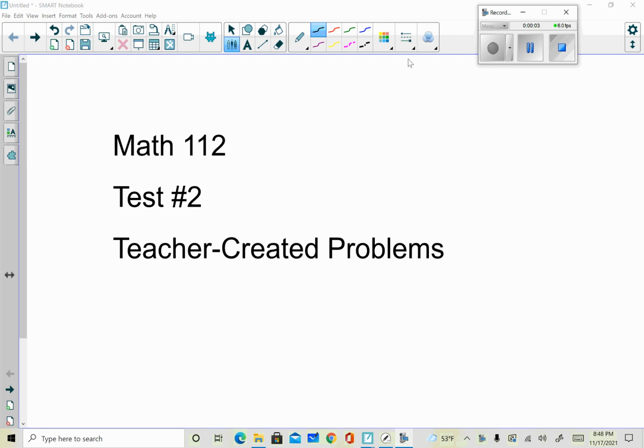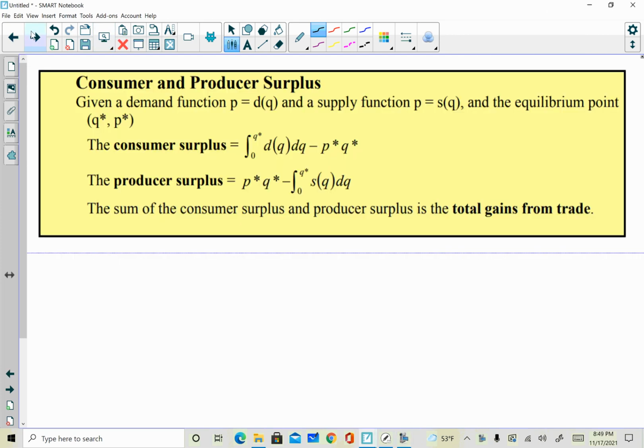These are the solutions to the teacher-created problems on test 2. We need these formulas for these questions, for consumer surplus and producer surplus.